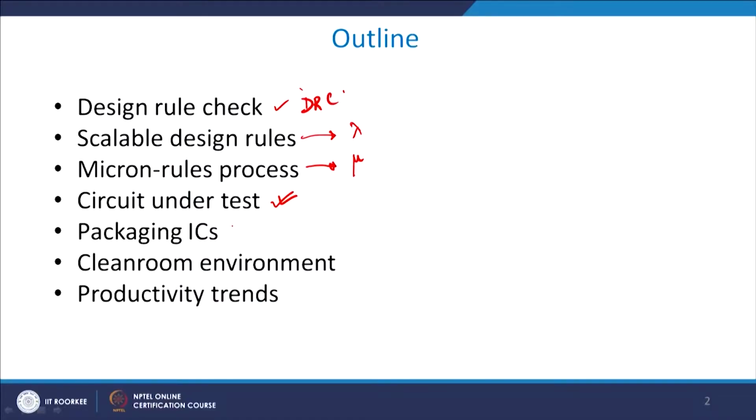We will be looking into the 4th one, which is basically circuit under test. We will look at some issues of packaging, which is again a very big topic, and I will deal with it in a detailed manner later on, but at this stage we will touch and go for the packaging. We will have a look at typical clean room environment, and then finally look at the productivity trend which the current VLSI technology or fabrication gives me in a real sense.